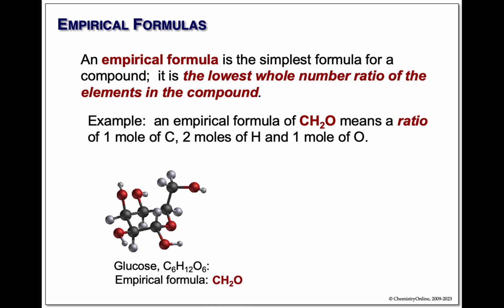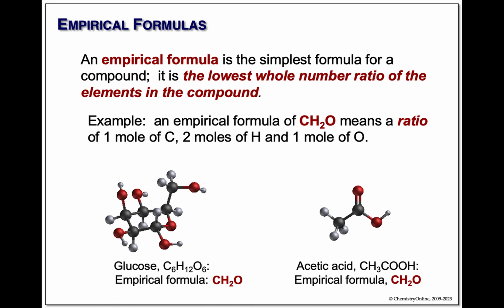Now, empirical formulas don't tell you much other than the mole ratio. This is glucose. It's obviously very different than acetic acid. And yet they have exactly the same empirical formula. But the empirical formula is what you get when you do analysis. And that's what we're going to do on Wednesday.